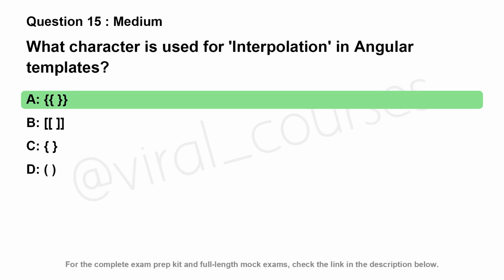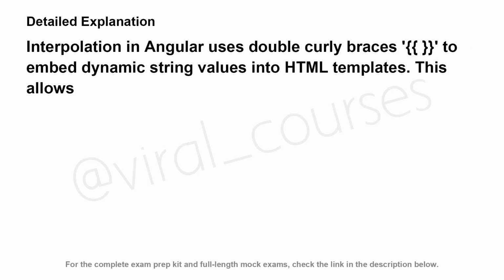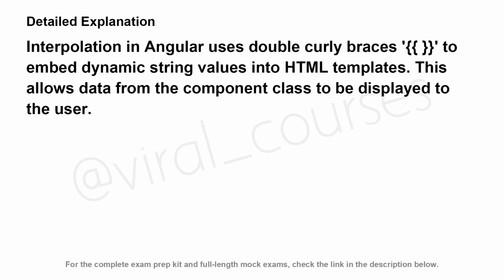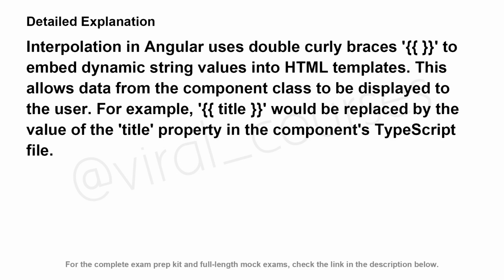The correct answer is A. Interpolation in Angular uses double curly braces to embed dynamic string values into HTML templates. This allows data from the component class to be displayed to the user. For example, {{title}} would be replaced by the value of the title property in the component's TypeScript file.